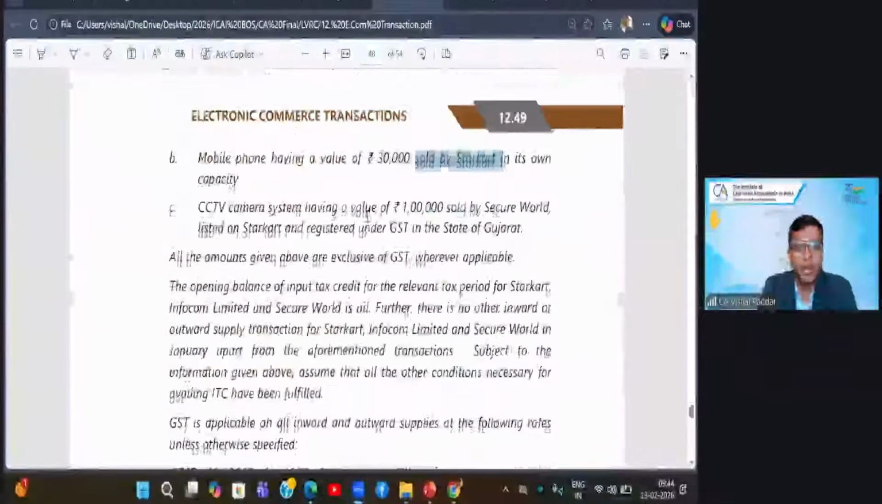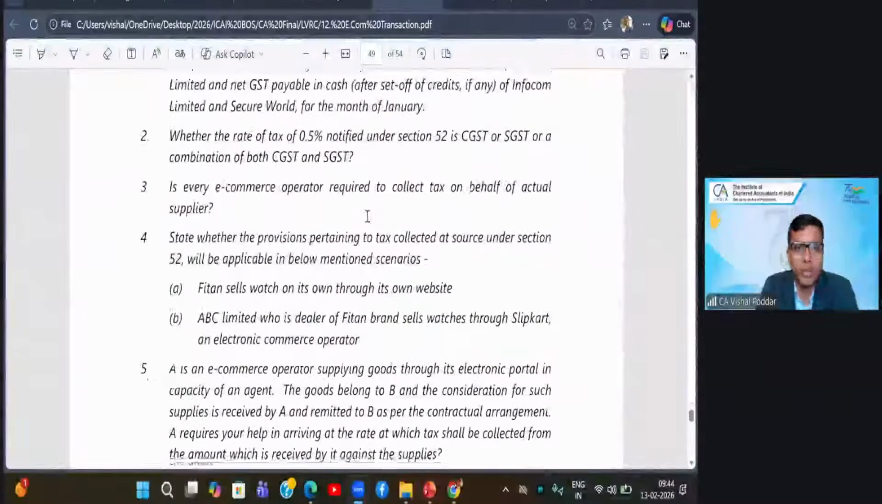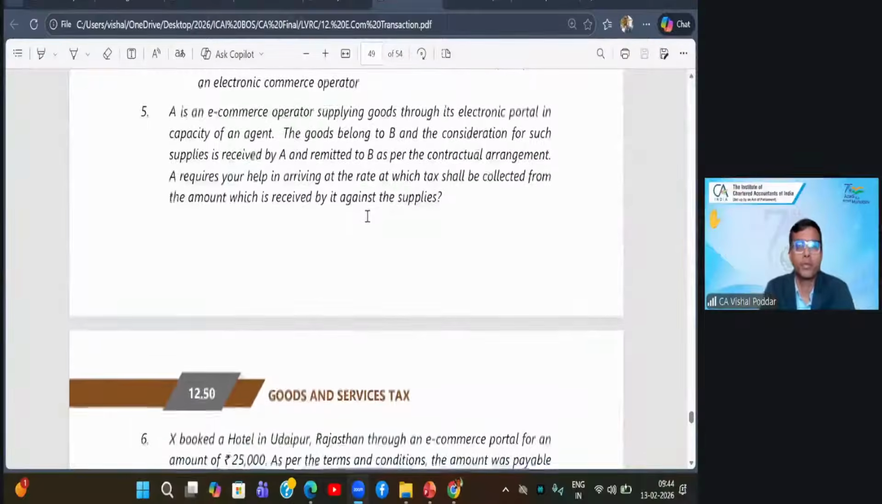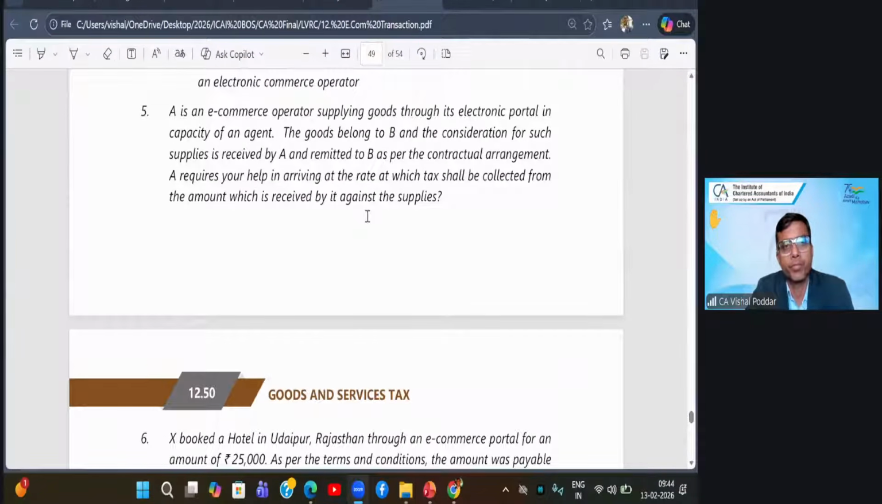Let us take one more type of question from here. Yes, let us go to question 5. A is an e-commerce operator supplying goods through its electronic portal in the capacity of an agent. The goods belong to B and the consideration for such supplies is received by A and remitted to B as per the contractual agreement. A requires your help in arriving at the rate at which tax shall be collected from the amount which is received by it against the supplies.